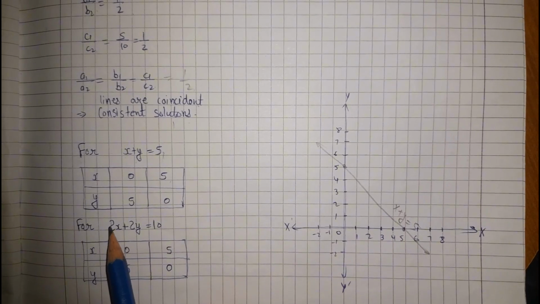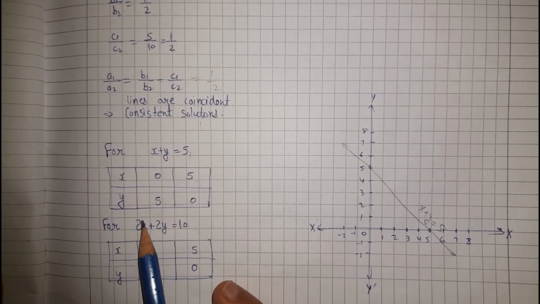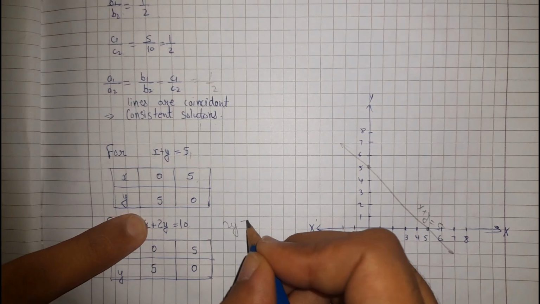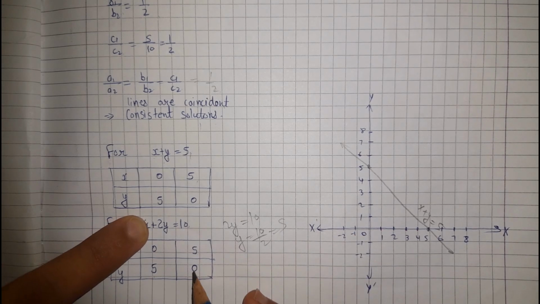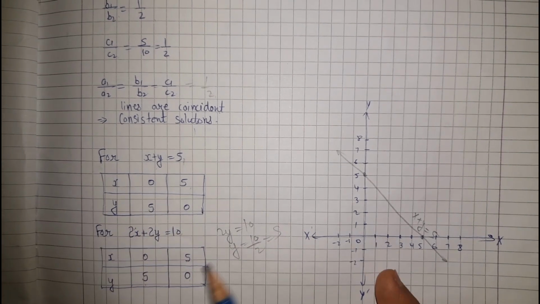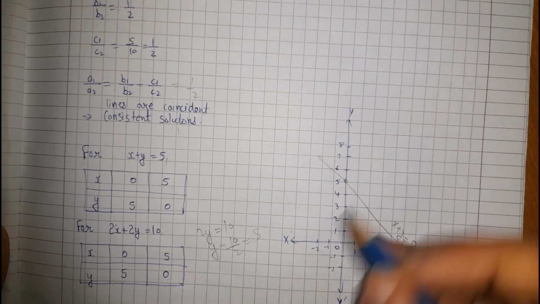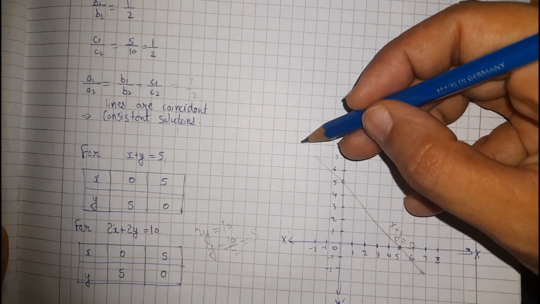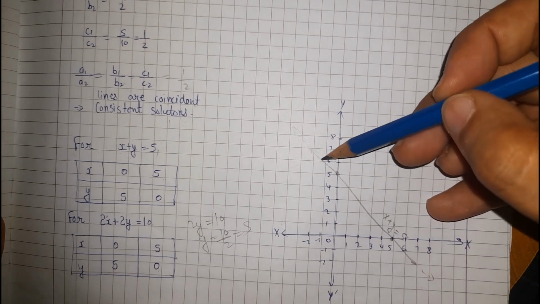Now for the second equation, 2x plus 2y is equal to 10. Put x equal to 0 and find the value of y. y is equal to 5. And when y is 0, x is equal to 5. Plot it on a graph. When x is 0, y is equal to 5, this point. And when y is 0, x is 5, this one. So the lines are coincident lines, and coincident lines have infinitely many solutions.